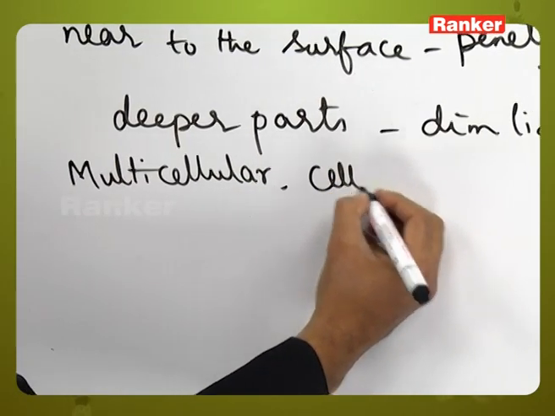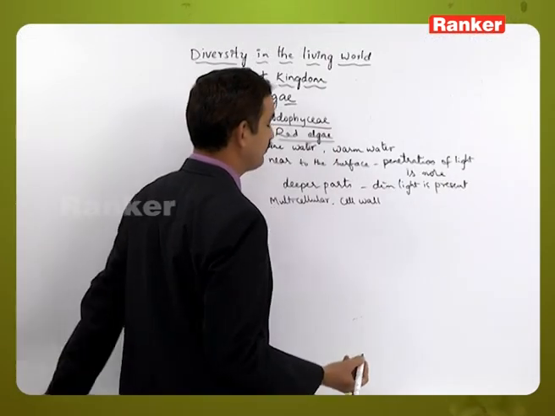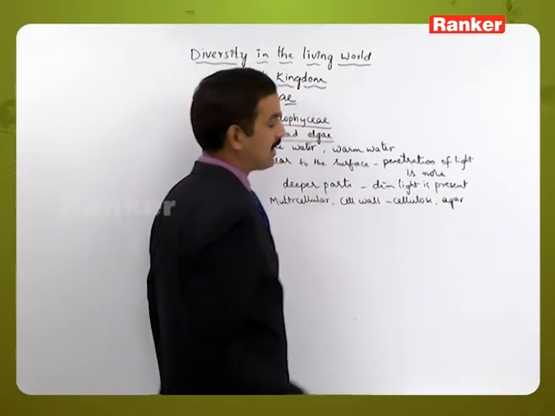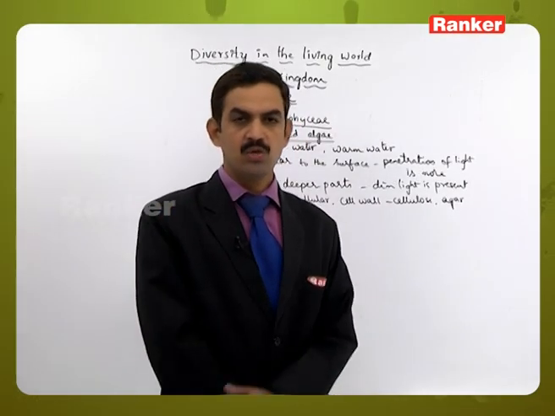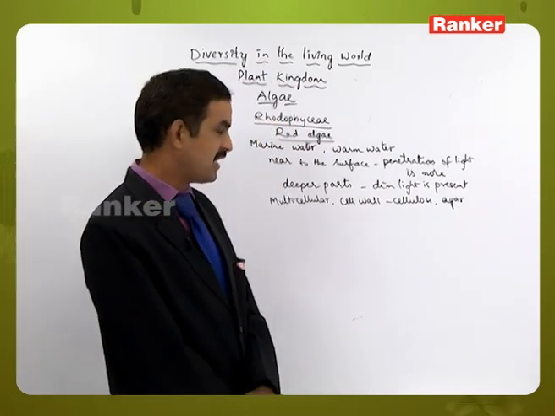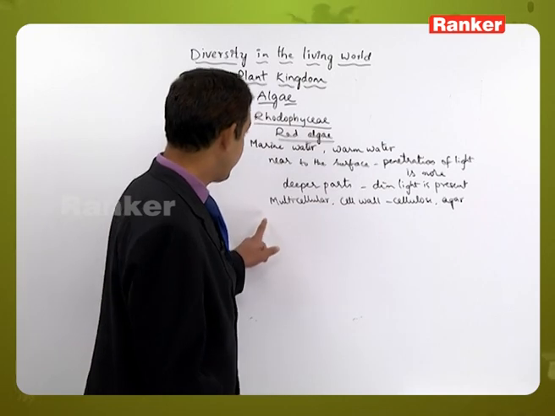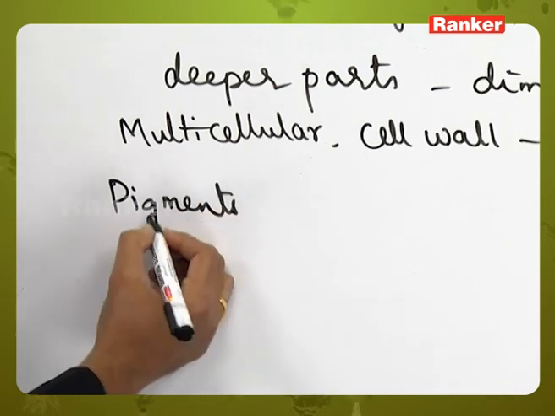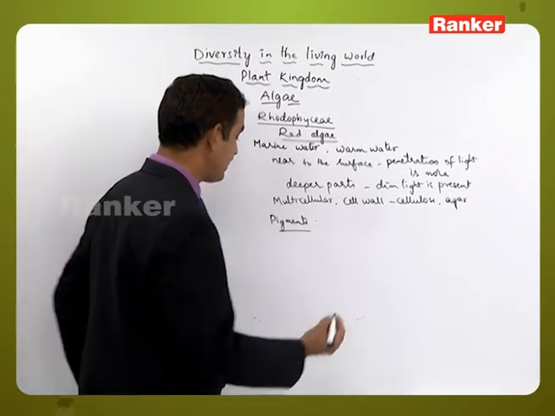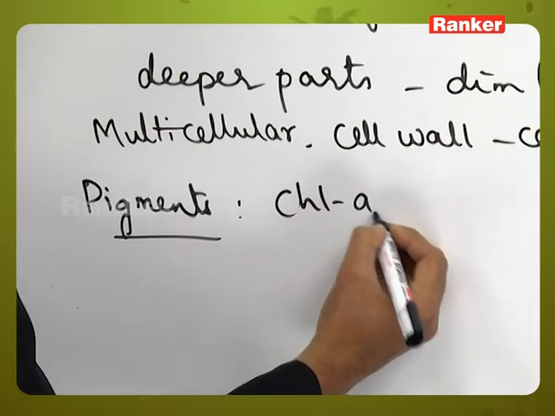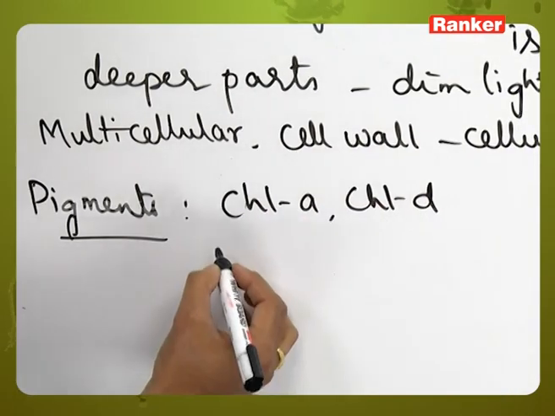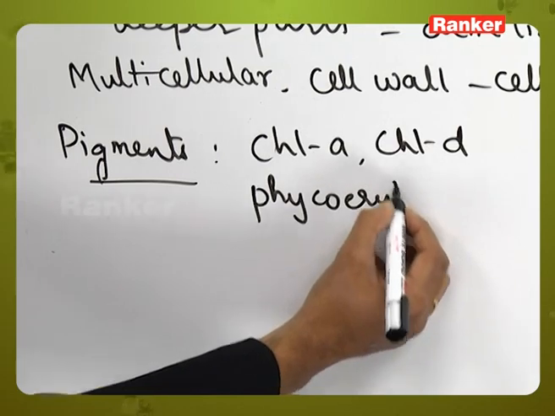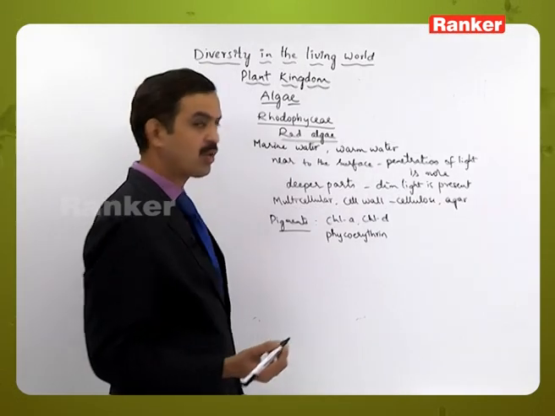with a cell wall made up of cellulose and agar. Agar is a water-holding substance used for commercial purposes, produced by Gelidium and Gracilaria, for example. These members have the pigments responsible for photosynthesis in the chromatophores. These pigments are chlorophyll A, chlorophyll D, and, apart from the carotenoids, they have phycoerythrin and a little amount of phycocyanin also.